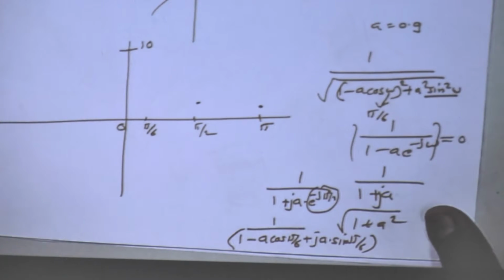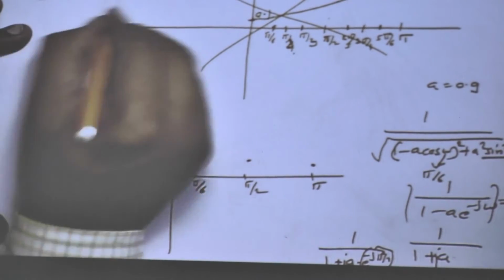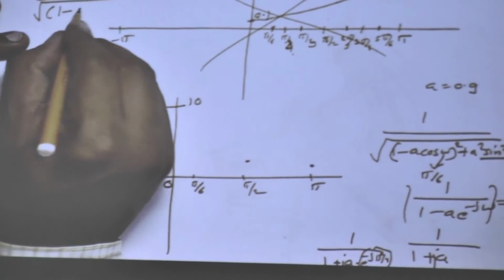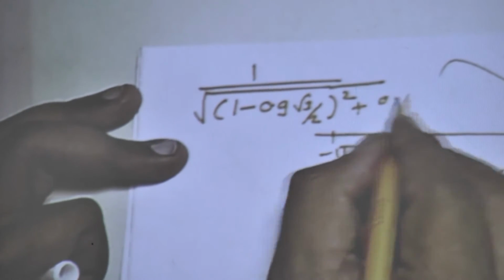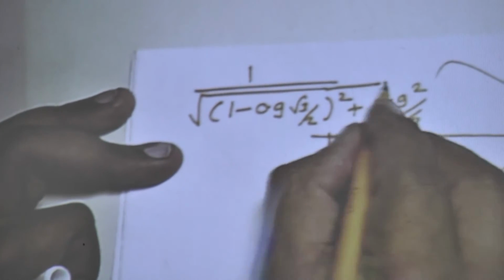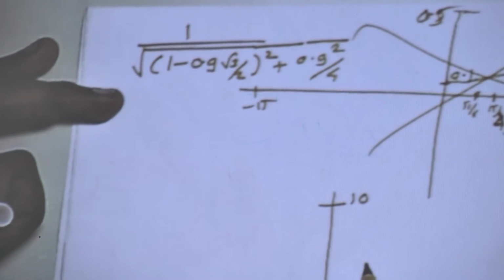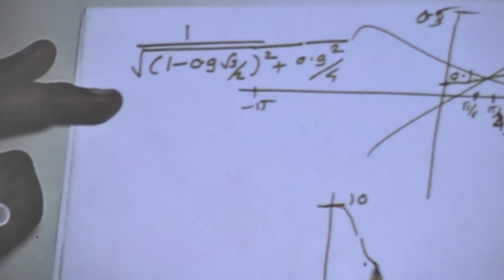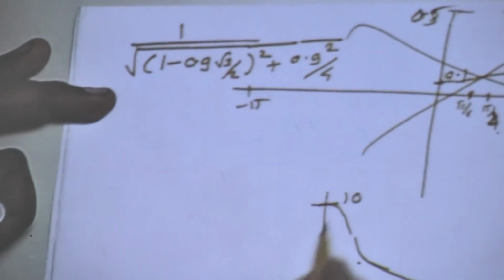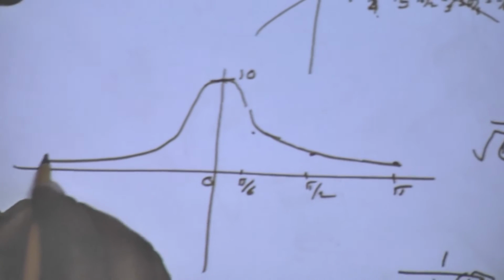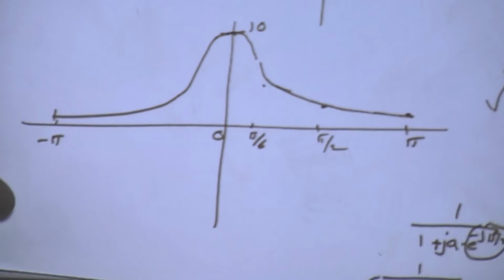What is the value? Anybody? You are expected to find out 1 divided by square root of (1 minus 0.9 into root 3 by 2) whole square plus 0.9 square divided by 4. How much is it? 1.99. So approximately 2. So it is going to be something like this. That is the magnitude spectrum.